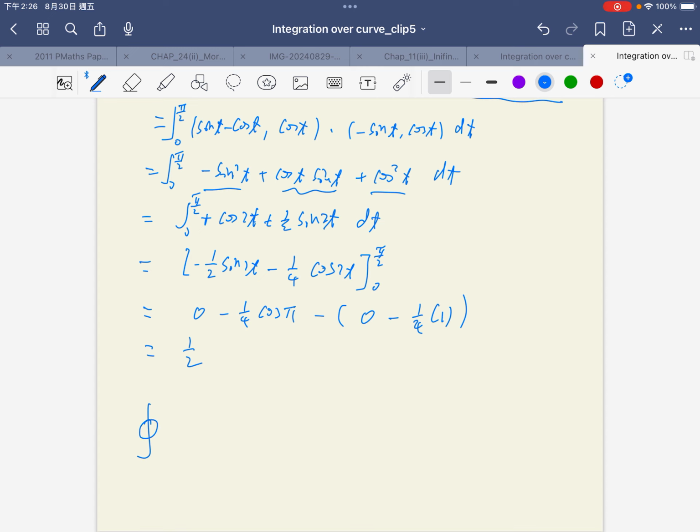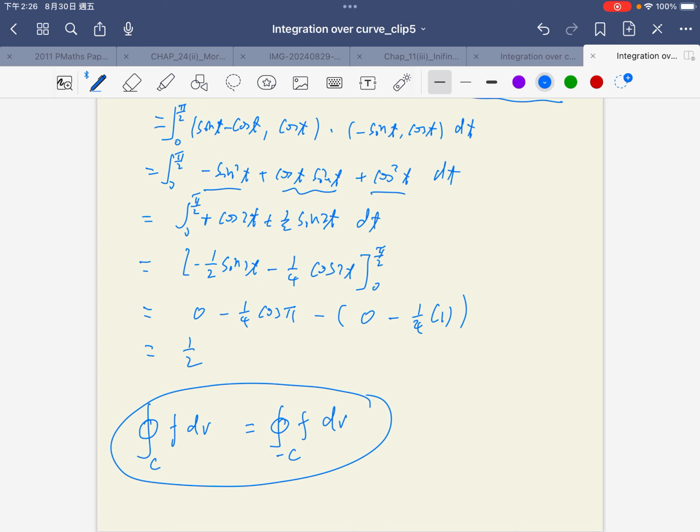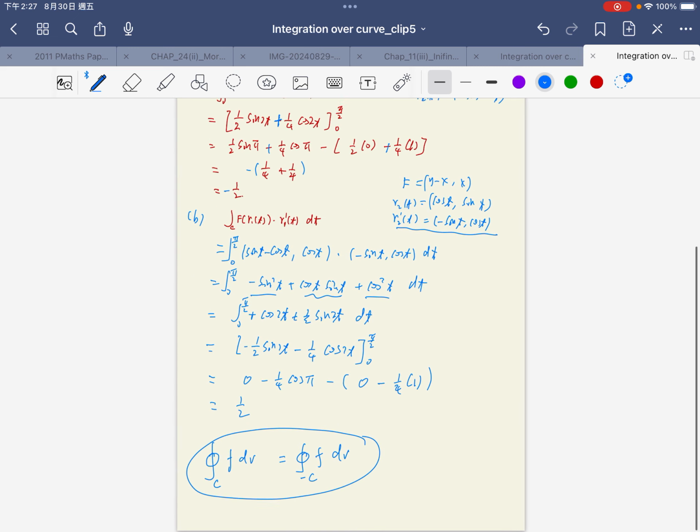Therefore, sometimes we will use this one, which is equal to minus the integral over minus C. I have to remind you that the line integral over a vector field or over a function can be positive or negative depending on whether you go along a curve or reverse the curve. This is important. This is the message of this video.